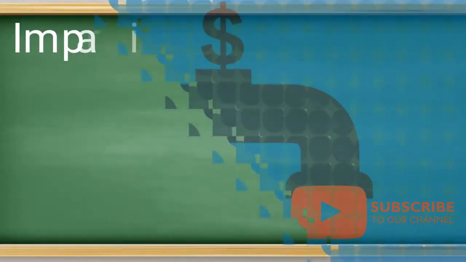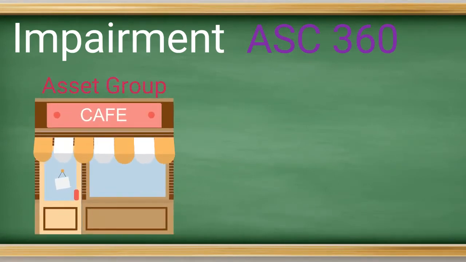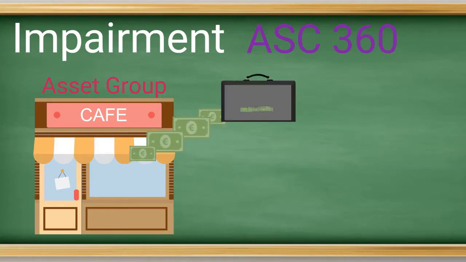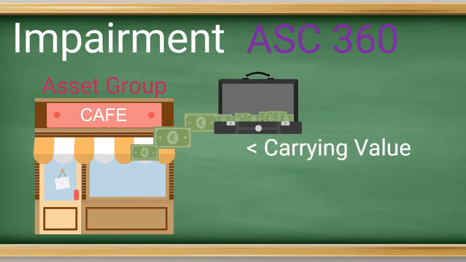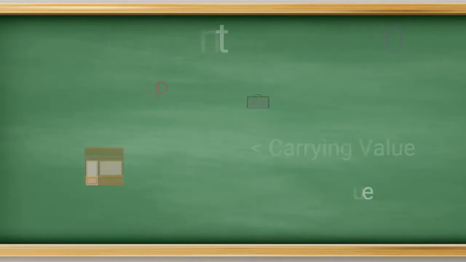Okay, let's start with what an impairment is and why we might need to do this analysis. Under ASC 360, when events occur or circumstances indicate that an asset group's carrying value may not be recoverable, then a recoverability test should be performed. If that asset group is not recoverable, it should be written down to its fair value. Simply put, if you have an asset group on your books that cannot generate cash flows exceeding its value, then it should be written down to its fair value.